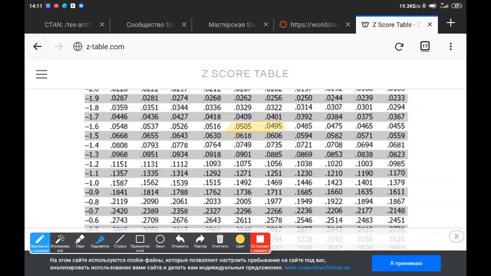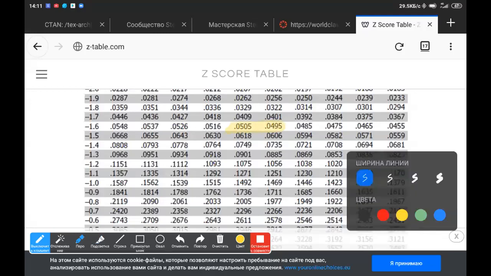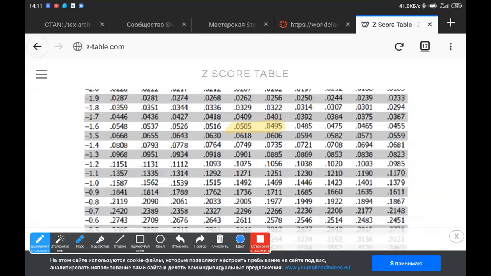Is it on the screen? Can you see the table? Yes, yes. Okay, nice. So we have 5.05 and 4.95. And we need exactly 5. I say that 5 is in the middle between those two. So here. Now, to find the first digits, I just look at the start of the row in which they are. And there's a minus 1.6.